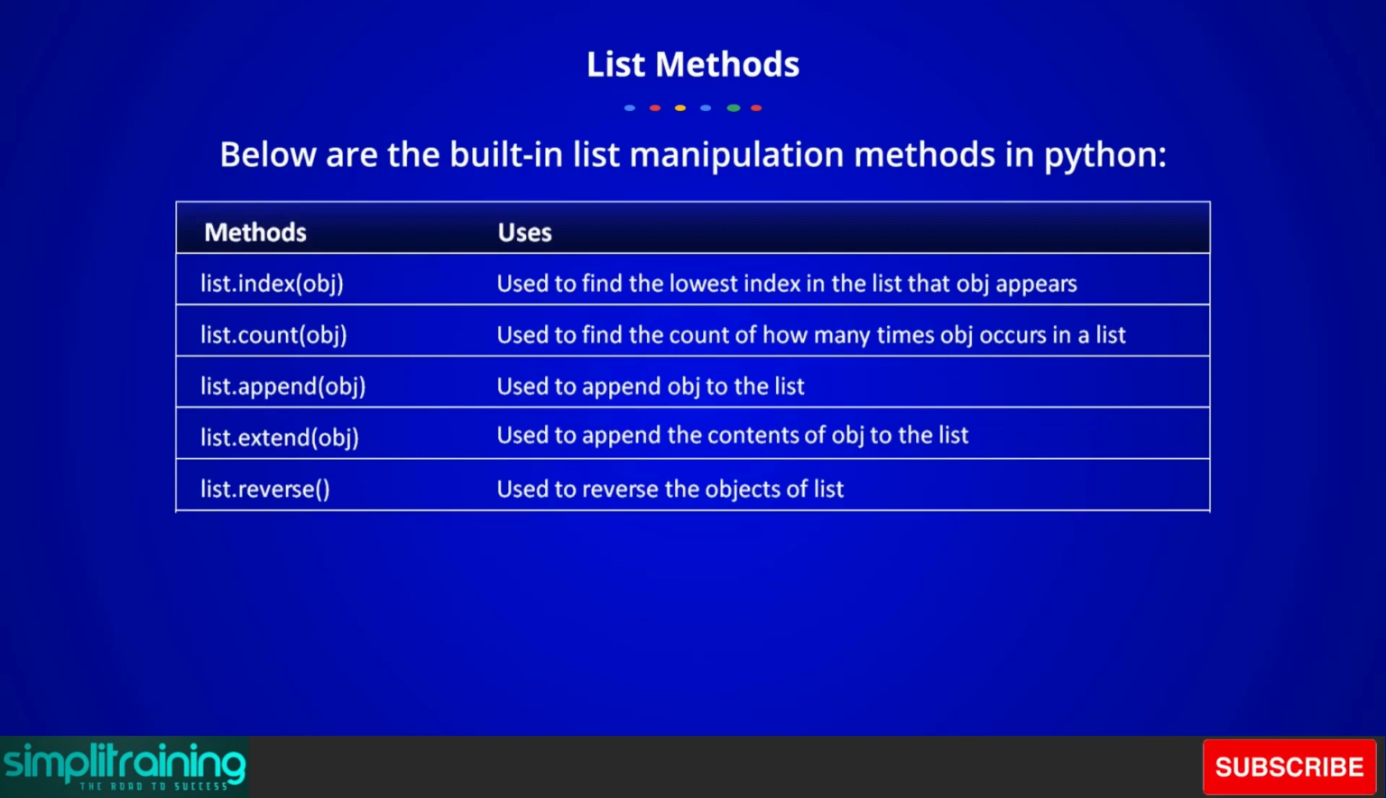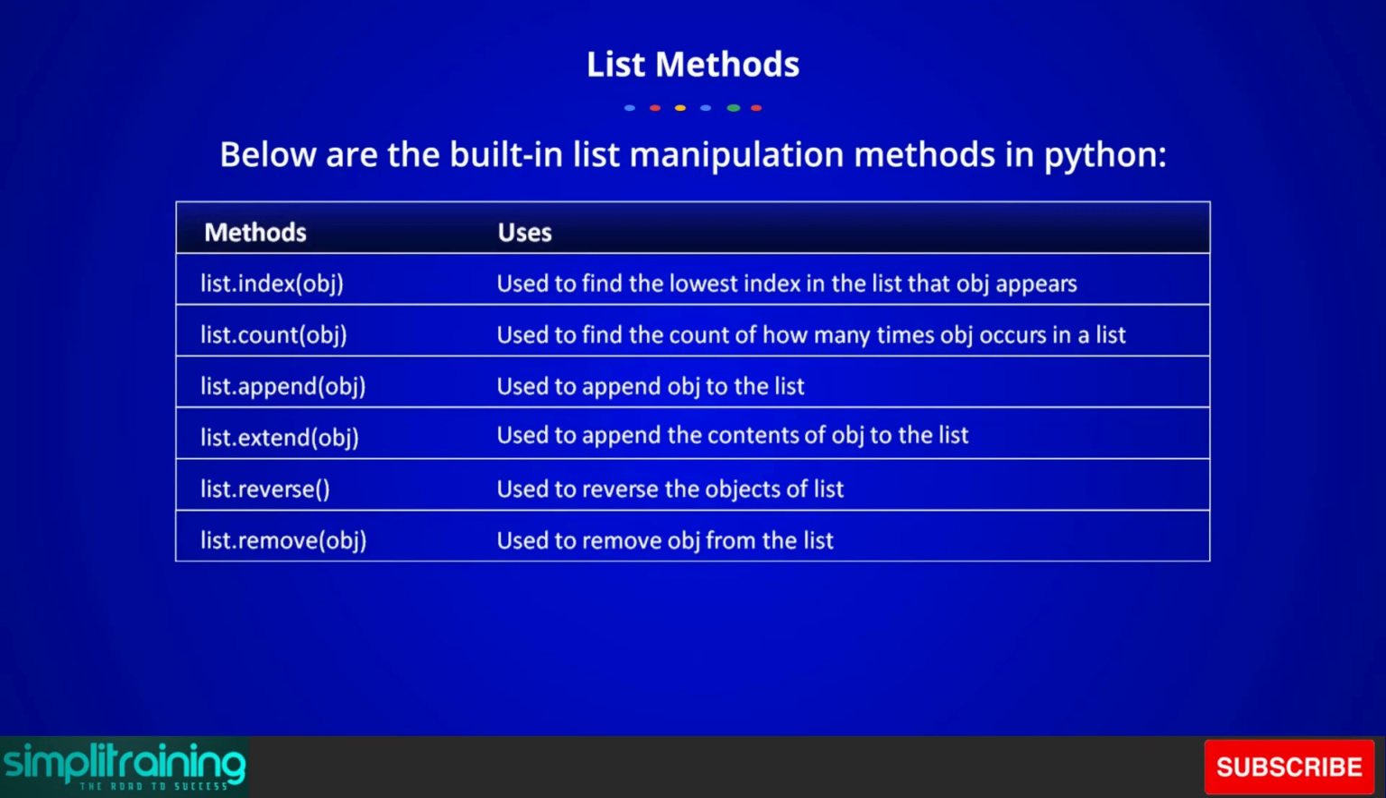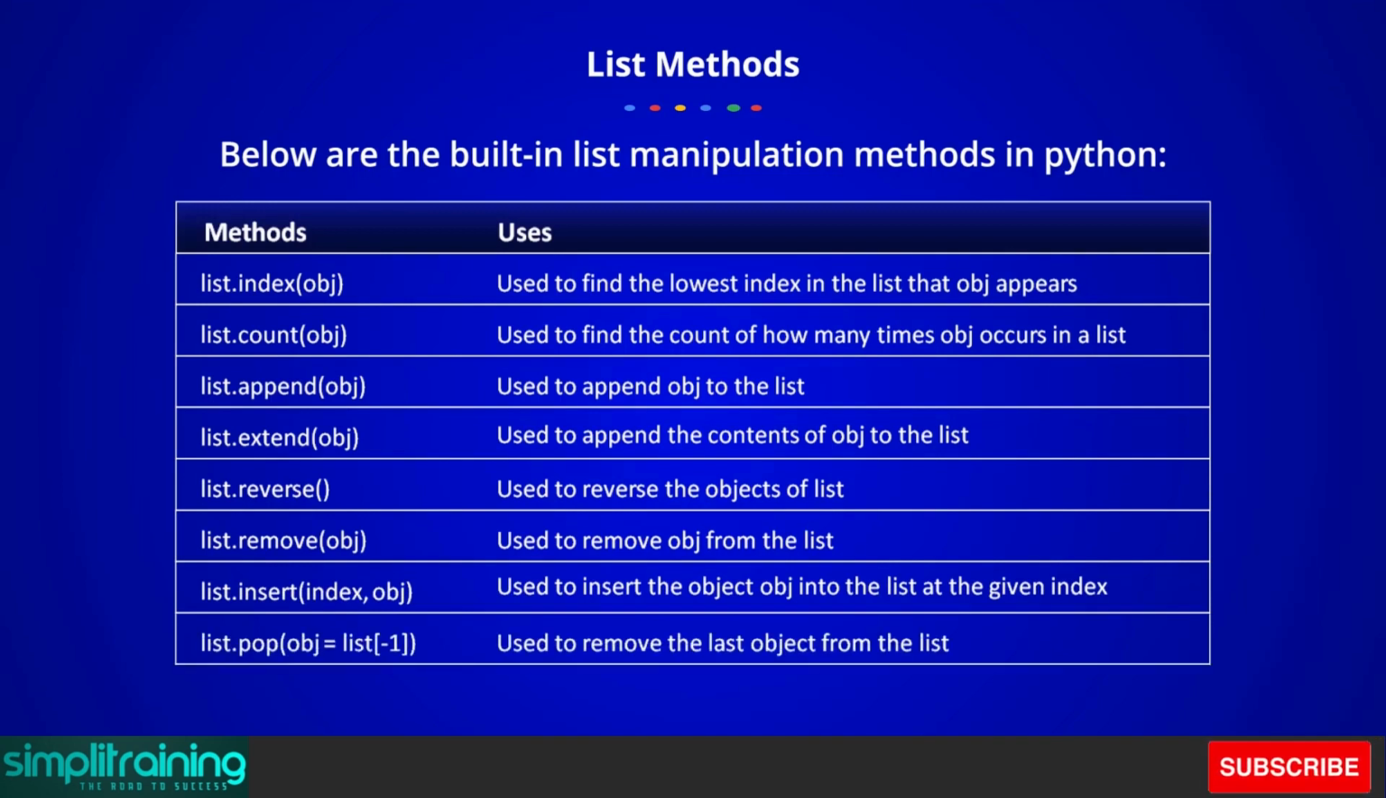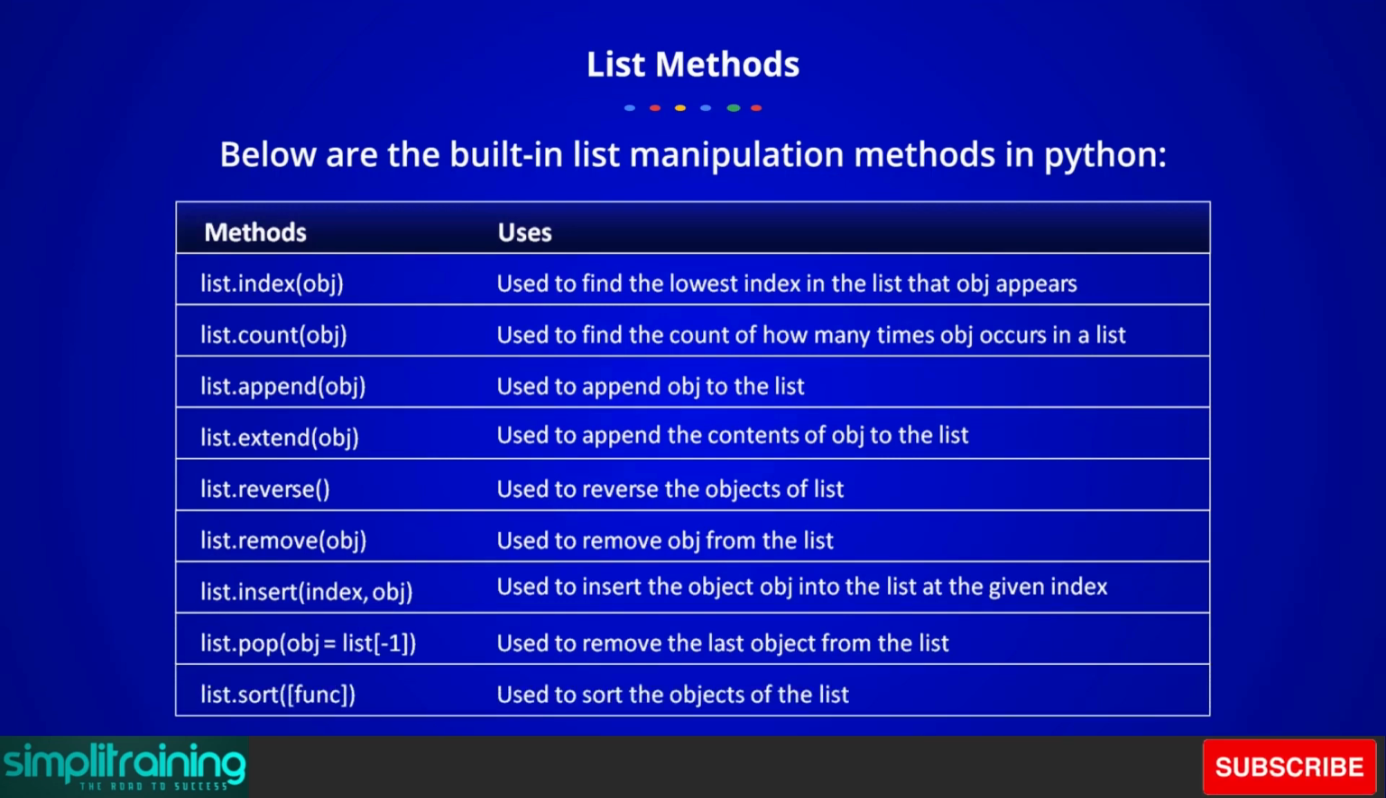list.remove, used to remove the object from the list; list.insert, used to insert the object into the list at the given index; list.pop, used to remove the last object from the list; list.sort, used to sort the objects of the list.